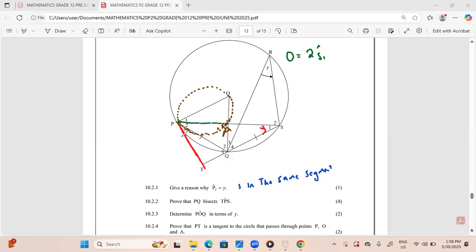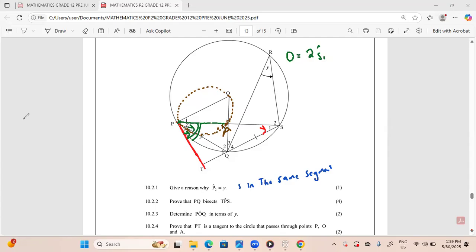Which means that the angle between the tangent and the chord will be this P3 plus P2. And don't forget that P3 is Y, P2 is also Y. So this angle here is 2Y. And then we know that the angle between the tangent and the chord must be equal to the angle in the other segment. And I said use the same chord to find the angle in the other segment.